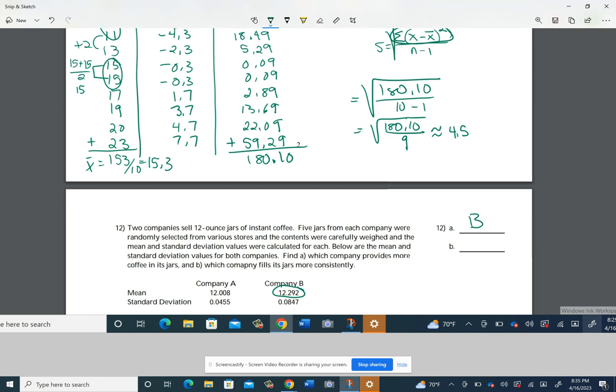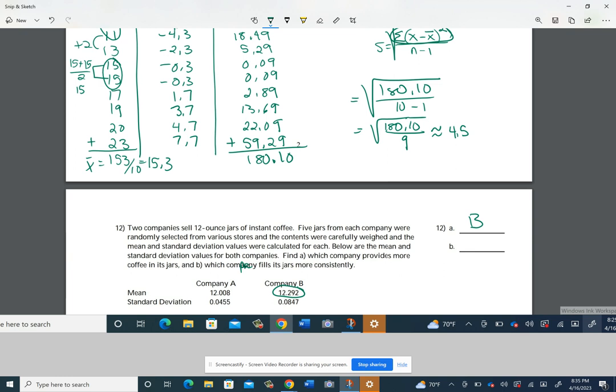Now the second question says, which company fills its jars more consistently? So that means that the amount of coffee in one jar is similar to the amount of coffee in the other. All right, so the jars are filled more equally to each other, okay?